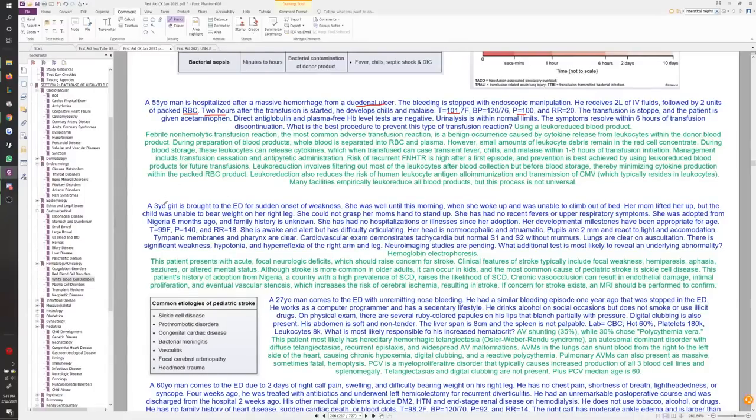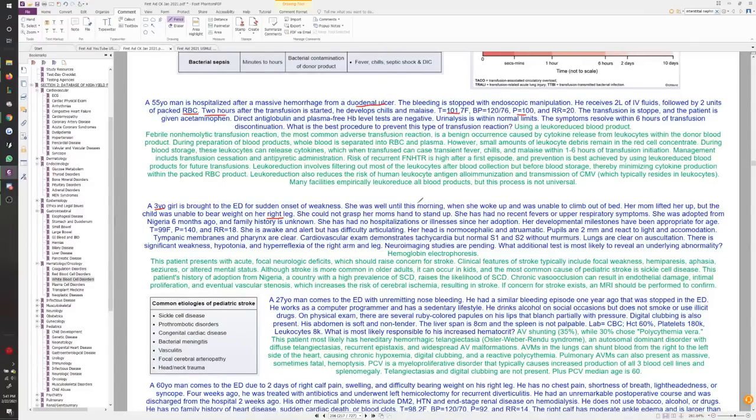Next question here. A 3-year-old girl is brought to the emergency department for sudden onset of weakness. She was well until this morning. So this is a young girl, so I'm going to highlight the age, because it's one of the extremes, extremely young. 3-year-old girl, sudden onset of weakness. Very rare to see that. She was well until this morning when she woke up and was unable to climb out of bed. Her mom lifted her up, but the child was unable to bear weight on her right leg. So something's wrong with the right leg for bearing weight.